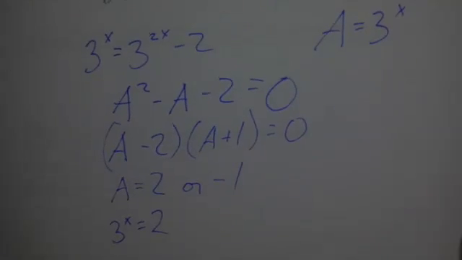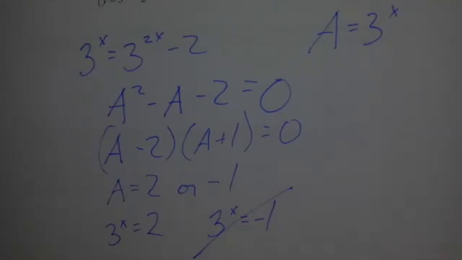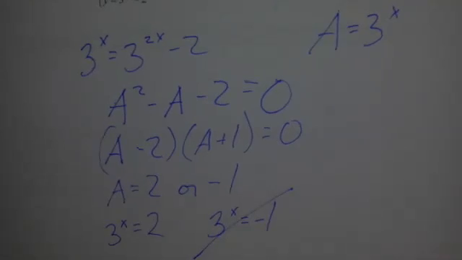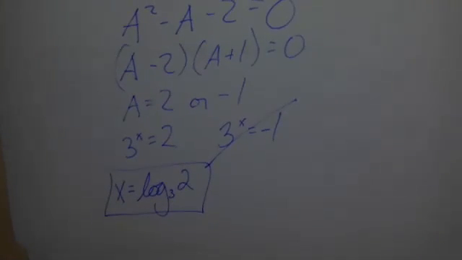Can't see what I'm doing. Or 3 to the x equals negative 1. Not a thing. So here we go. Let's take the log base 3 of both sides. And I get that x equals the log base 3 of 2 as a final answer, which is fine in terms of an answer. It is not in calculator ready form.